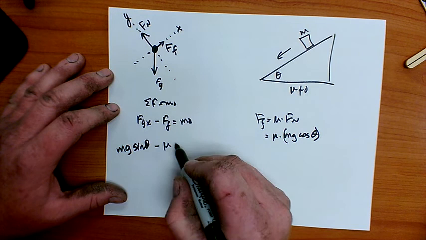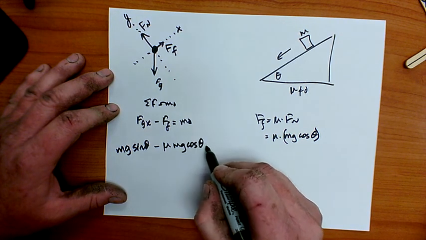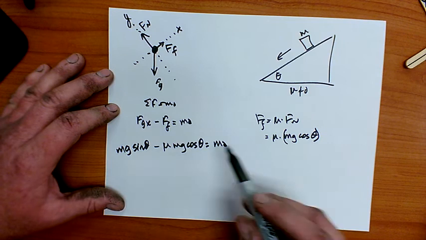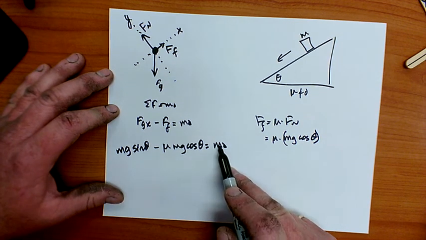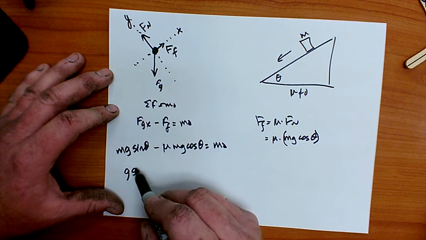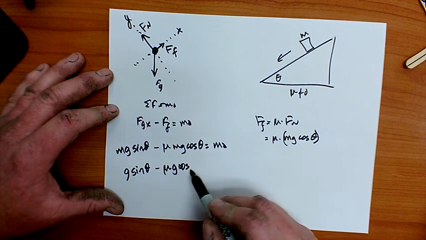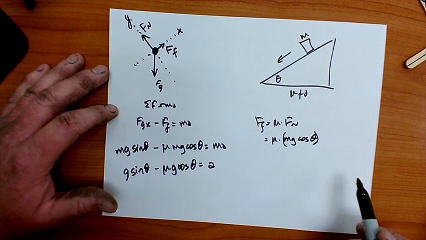So I replace friction with mu times mg cosine theta. That will equal ma. Now I notice there is an m in every term, so I can divide out the m. So I just get g sine theta minus mu g cosine theta equals my acceleration.